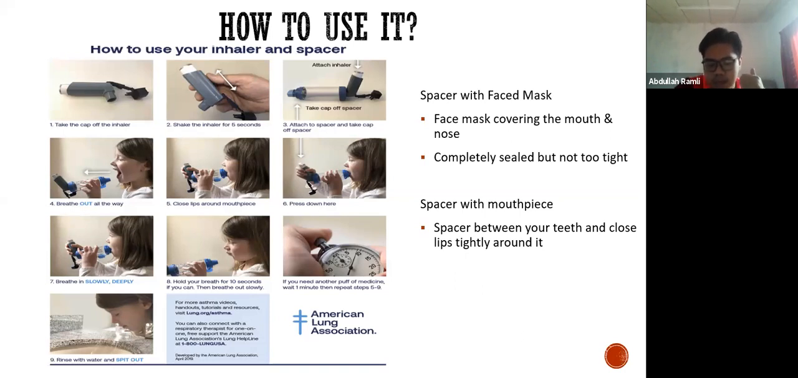As you can see on the right side, there's a description of the spacer with face mask and spacer with mouthpiece. The spacer with face mask is for covering the mouth and nose and completely sealed, but not too tight. As opposed to the mouthpiece, it sits between your teeth and you close your lips tightly around it. So that's basically the description for both types of spacers. Okay, next.